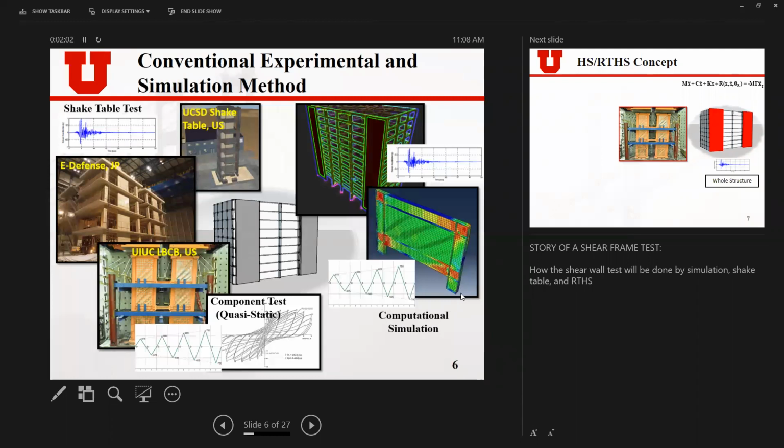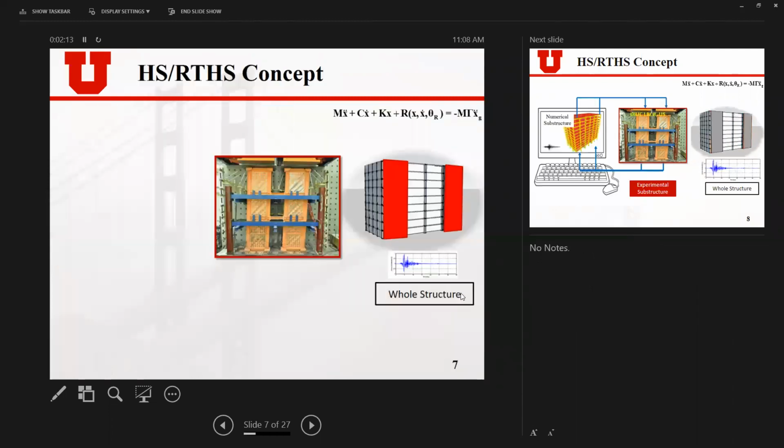So for some complex behavior and some highly nonlinear performance, we usually need to validate the model using experimental data. That leads us to hybrid and real-time hybrid simulation. The concept of hybrid simulation is an integration of numerical simulation and physical testing. If we look at the right side, and assume only the shear wall performs nonlinearly during the earthquake and the rest of the building is linear, then the equation of motion of the whole structure can be written in this form.